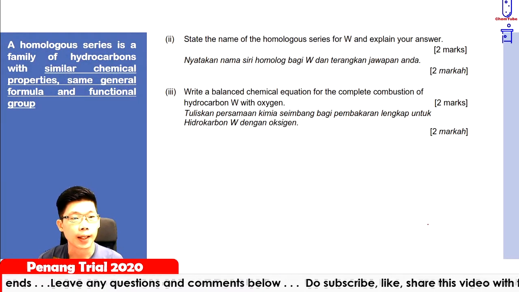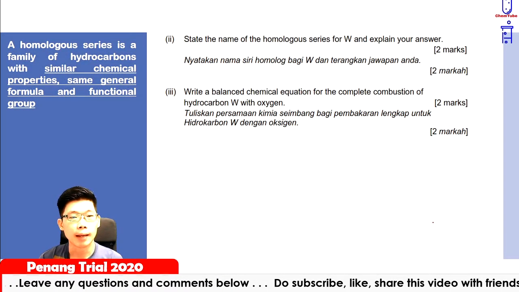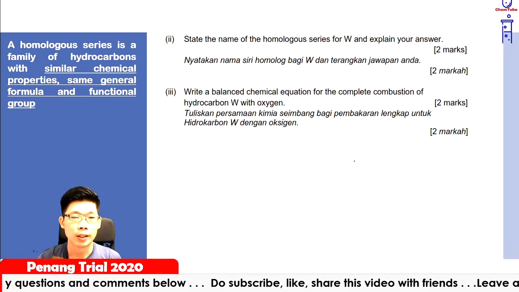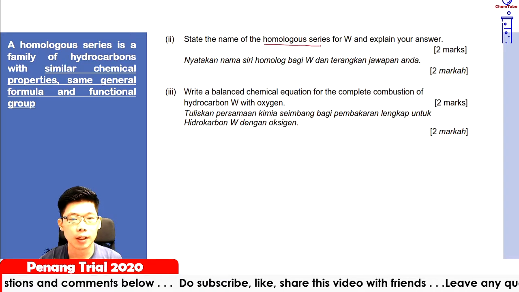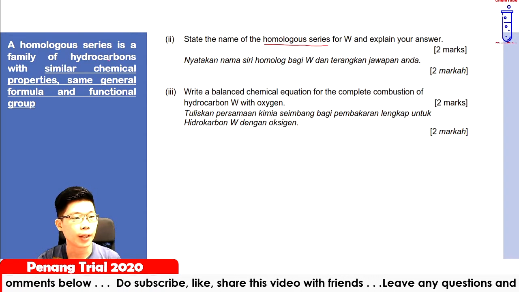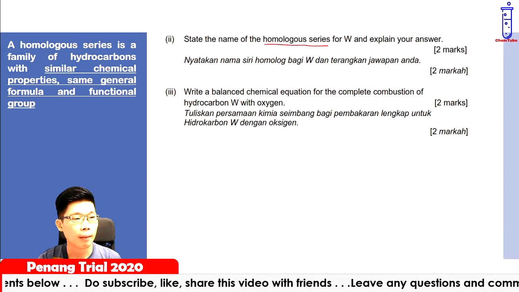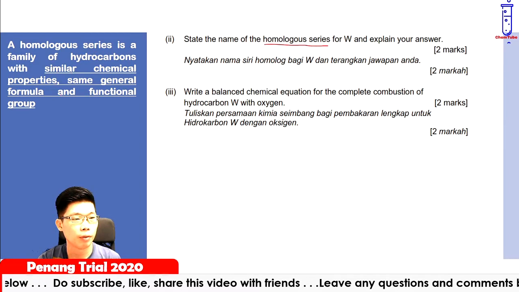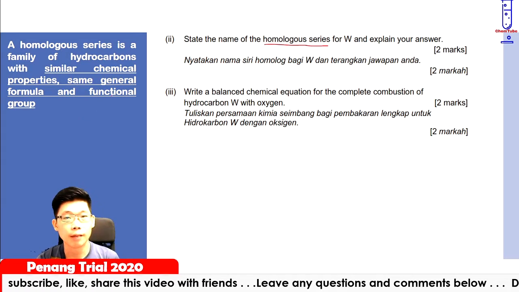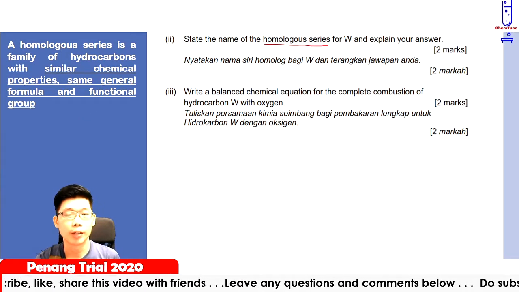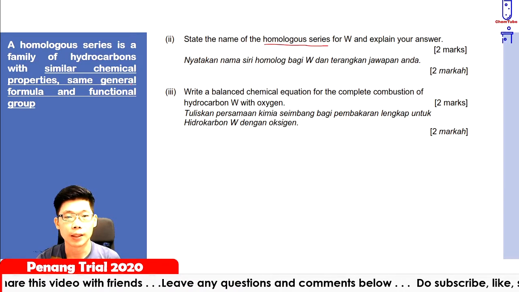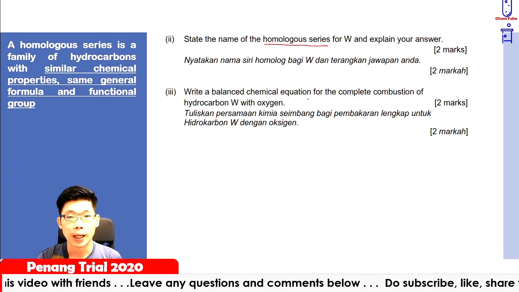Now, okay, number 2. State the name of the homologous series for W and explain your answer. So first thing is, what is the meaning of homologous series? A homologous series is a family of hydrocarbons with similar chemical properties, the same general formula and functional group. For example, in the SPM level, we have alkane, alkene, alcohol, carboxylic acid, and ester.